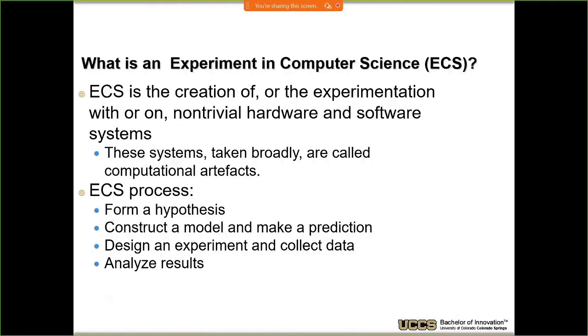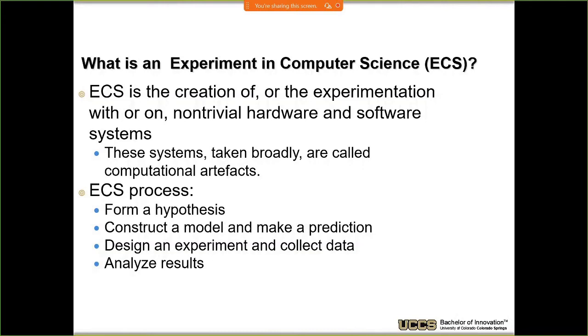And to me, that's where experimental computer science comes in. Computer science experimentation is about showing that whatever you have in your model is actually a good model for the world in the way you want to measure it. So it's the creation of an experimentation with or without non-trivial hardware or software that are broadly called computational artifacts. And we want to now come up with a process to use those computational artifacts to do something.